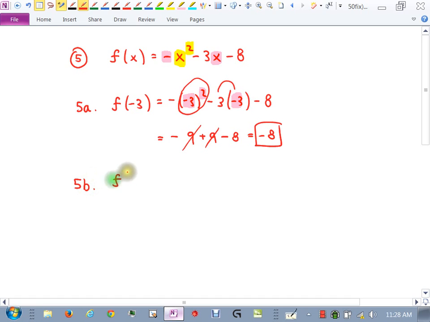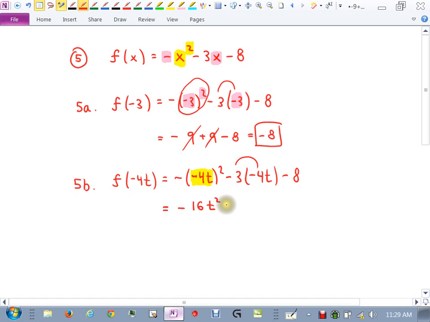5b, find f of -4t. So again, I'm going to rewrite the function. Everywhere I see an x, I replace it with -4t. And now I square this first, and that means -4 times -4 is 16. T times t is t squared, and I still have the negative in front. So -16t squared. Then negative 3 times negative 4t is positive 12t, and then minus 8. And that's it.